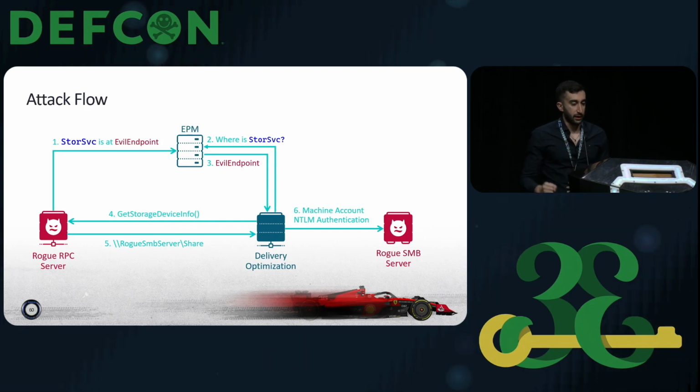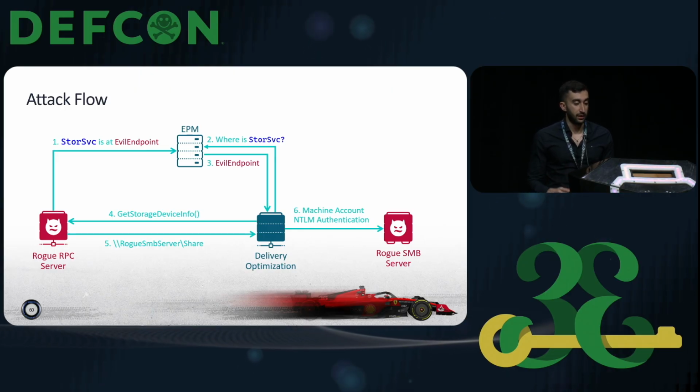Time to recap our attack. As a medium integrity process, we can create a scheduled task that will be executed when the current user logs in. At this point, most of the RPC servers haven't launched yet. Our first step will be to register the interface of the storage service. Then, we'll trigger the delivery optimization service to send an RPC request to the storage service.